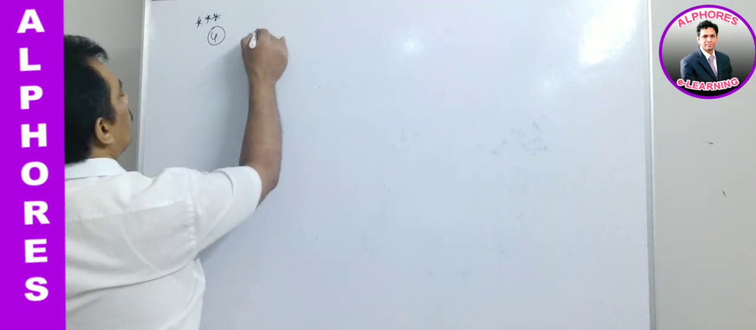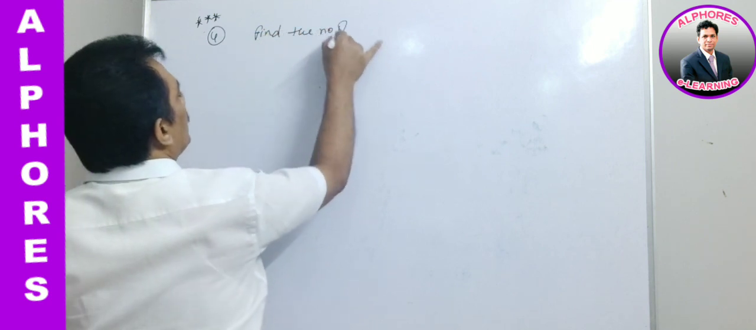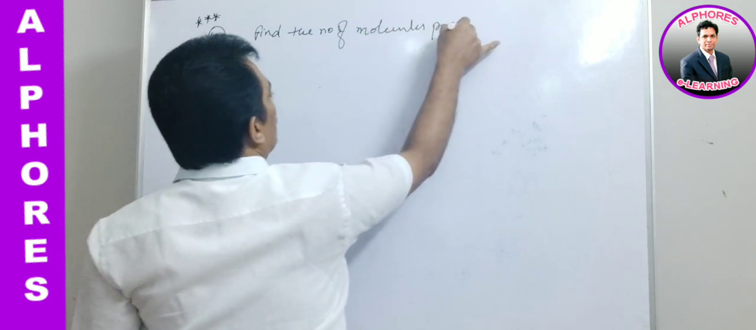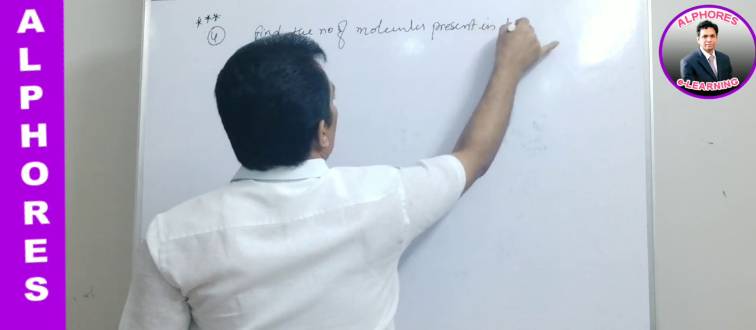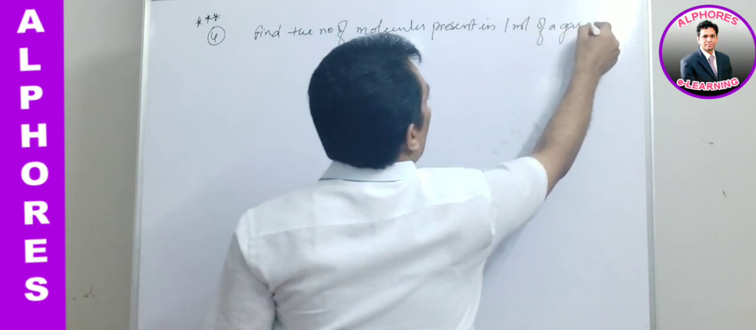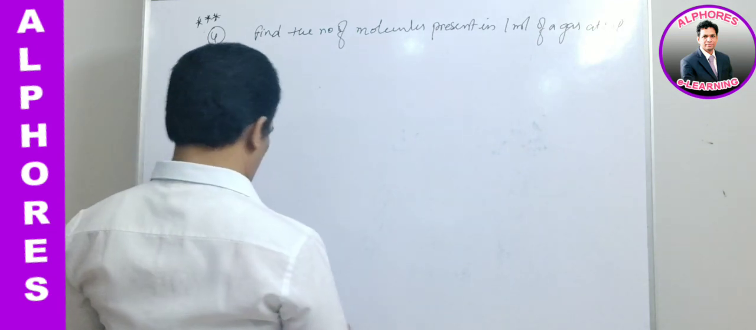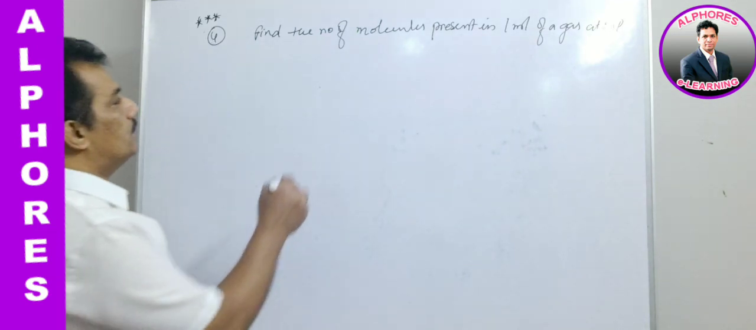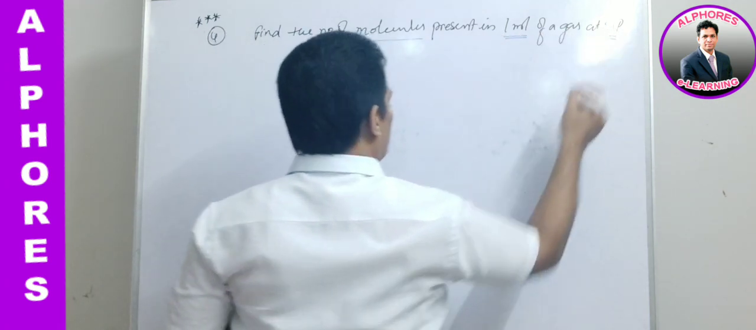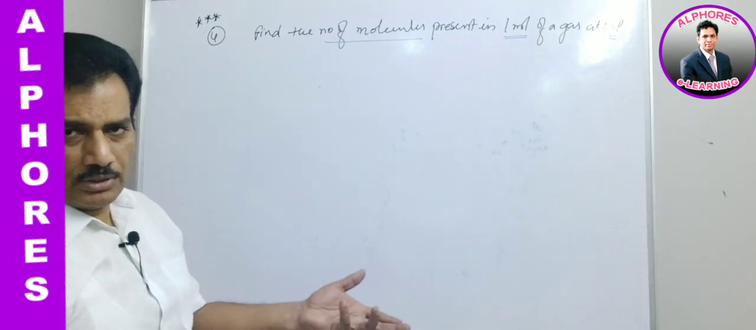It is nothing but find the number of molecules present in 1 ml of a gas at STP. This is the question what they are asking. They are asking for number of molecules present in 1 ml at STP. All these mole relations with molecules is a volume, gram molar volume is at STP condition.